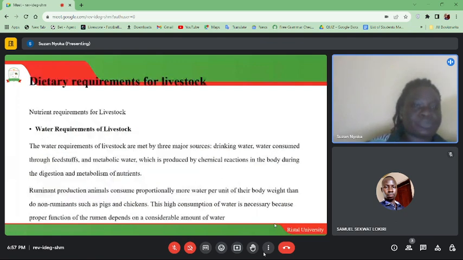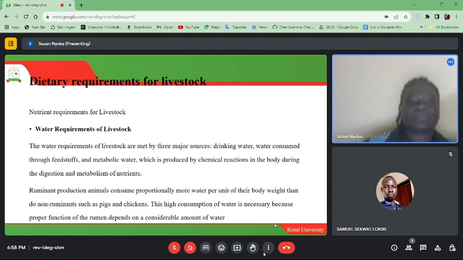Dietary requirements for livestock. Nutrient requirements for livestock. One, water requirements of livestock. The water requirements of livestock are met by three major sources. One is drinking water, water consumed through feedstuffs, and metabolic water, which is produced by chemical reactions in the body during the digestion and metabolism of nutrients. Ruminant production animals consume proportionally more water per unit of their body weight than do non-ruminants such as pigs and chicken. The high consumption of water is necessary because proper function of the rumen depends on a considerable amount of water.